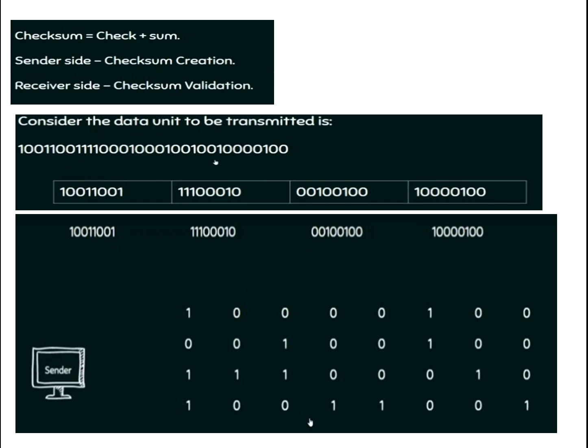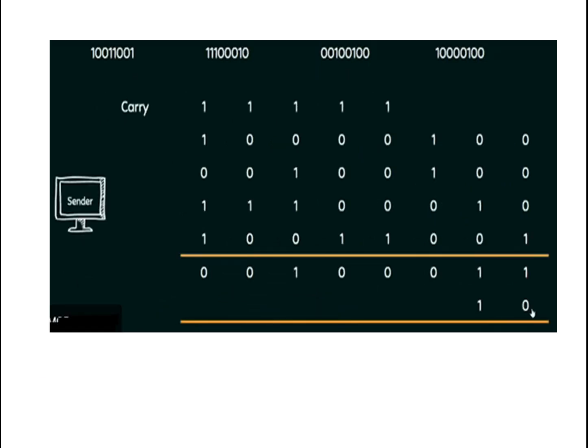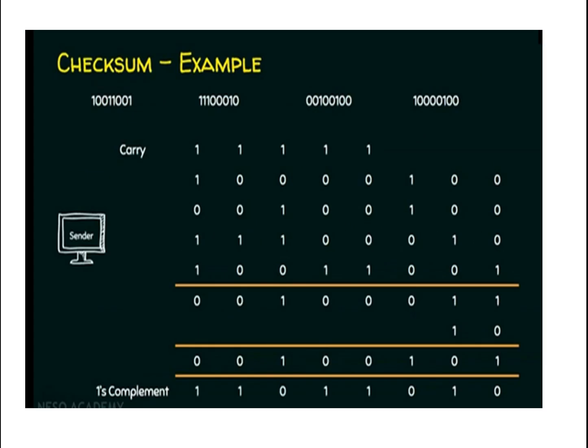For checksum, the sender side does the sum creation and the receiver side does the checksum validation. The given number is divided into 8-bit sections, which are added row-wise using normal binary addition. The remaining carry value is added again to the sum, and then the result is changed to its ones complement.